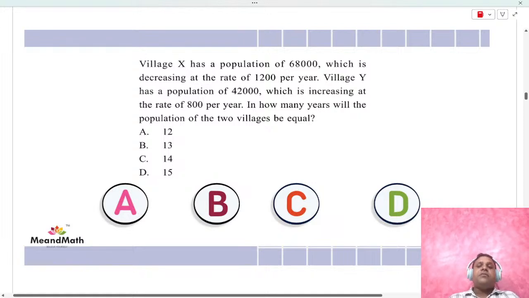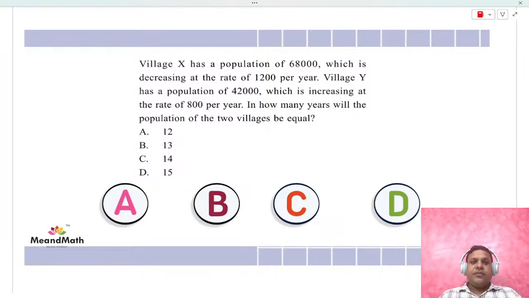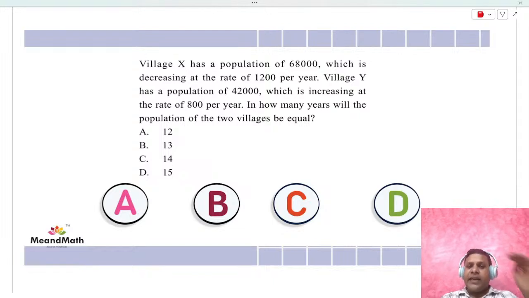Village X has a population of 68,000 which is decreasing at the rate of 1200 per year. Village Y has a population of 42,000 which is increasing at the rate of 800 per year. एक विलेज है जिसकी पॉपुलेशन डिक्रीज हो रही है पर ईयर और दूसरा विलेज है जिसकी पॉपुलेशन इंक्रीज हो रही है पर ईयर. तो एक ऐसा टाइम आएगा कि दोनों की पॉपुलेशन इक्वल हो जाएगी.